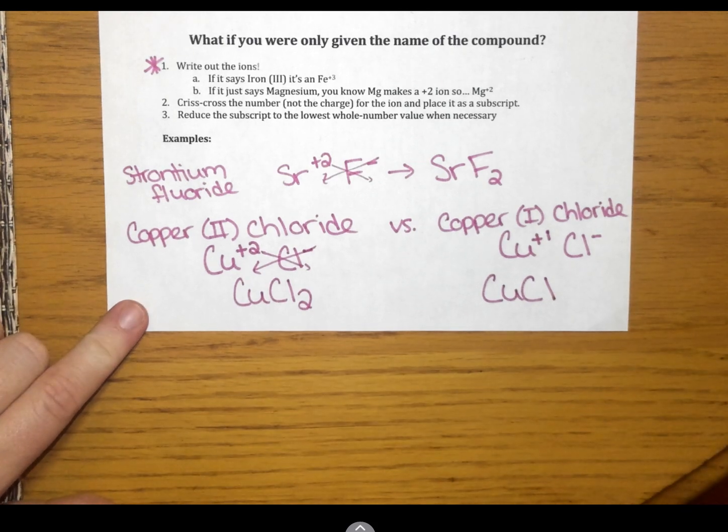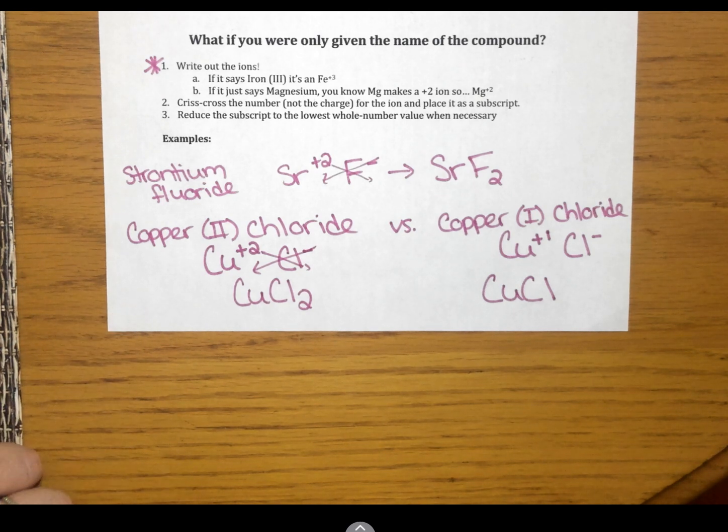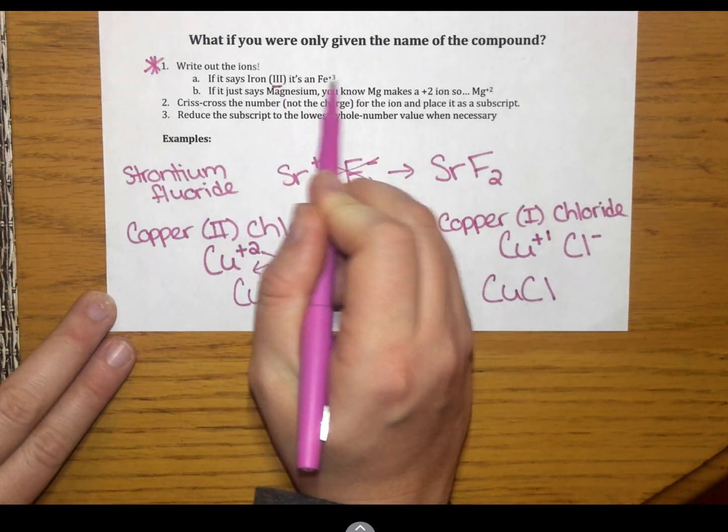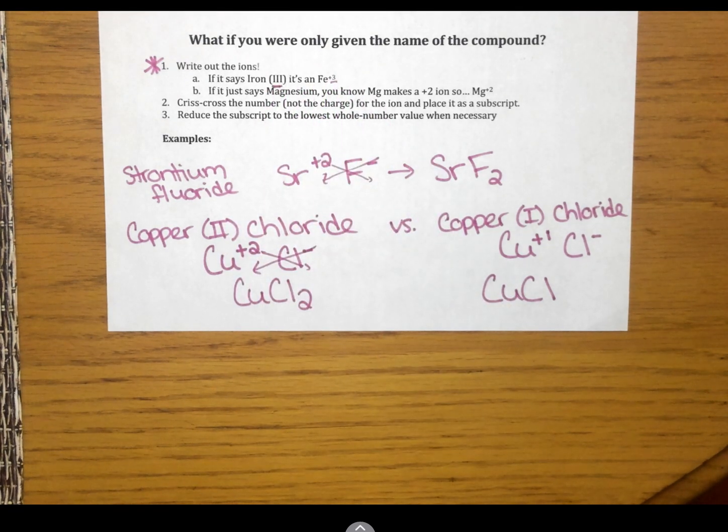So just that slight difference in the name, that Roman numeral, is going to give me 2 different compounds. So really make sure you're paying attention to 1, what is it asking me for? What is the name? And 2, if it has the Roman numerals, that is going to be the charge on your cation.